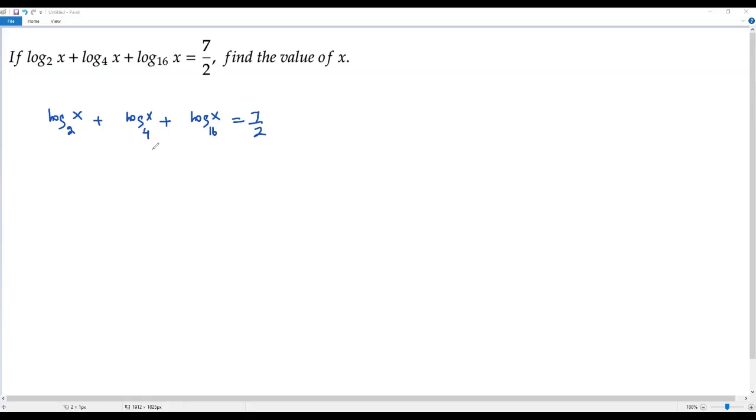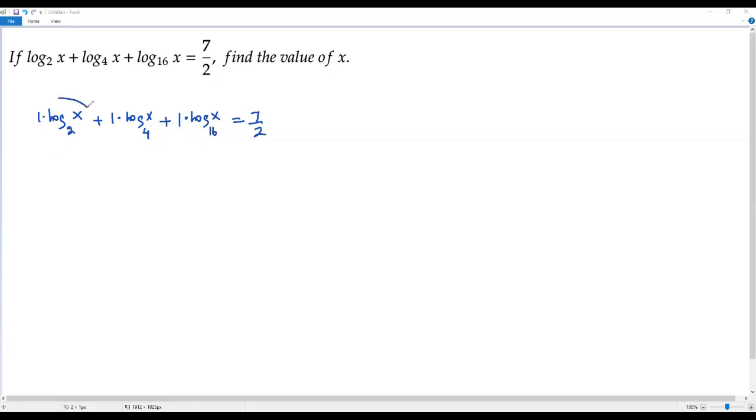Since the bases are different, I cannot use the rule to simplify the logarithmic expression we have on the left side. So for that, I assume there is 1 multiplied by the first logarithm. That is, we can assume the coefficient of the logarithm over here is 1. So that is 1 multiplied by this logarithm, and the coefficient of this logarithm is also 1. There is 1 multiplied over here, and there is 1 multiplied over here.